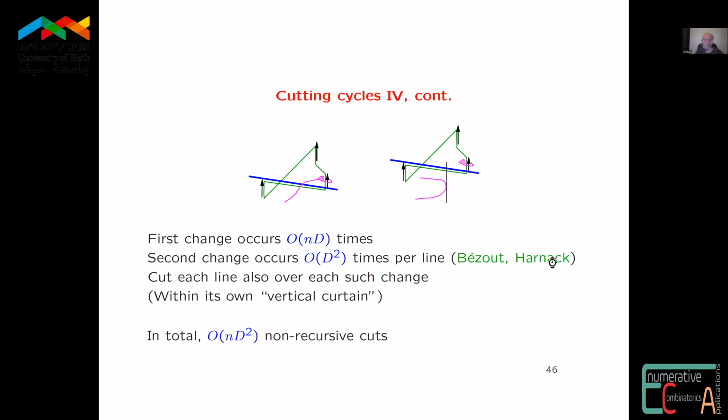So what happens is that for every line, we look at its vertical curtain and the intersection of the zero set with the curtain. And whenever we have a vertical tangency, we cut the line right above it. Now, classical theorems in algebraic geometry by Harnack or Bezout, if you will, tell us that the number of such tangencies is proportional to d square. So we'll cut each line at d square points, and we'll get nd square cuts altogether, including the nd cuts by intersecting the lines with the zeros.